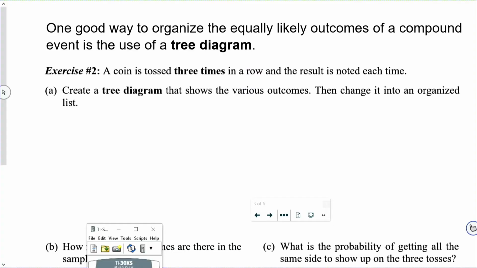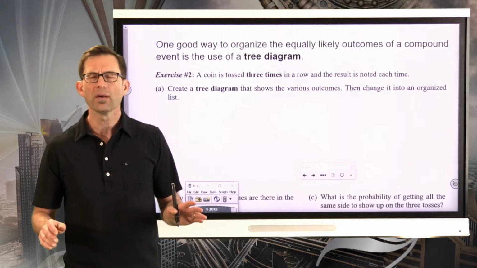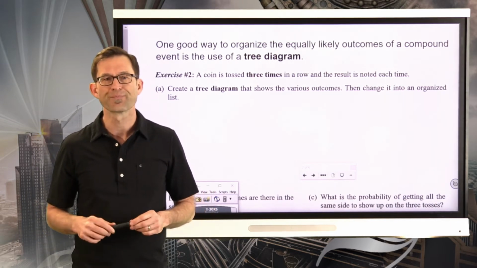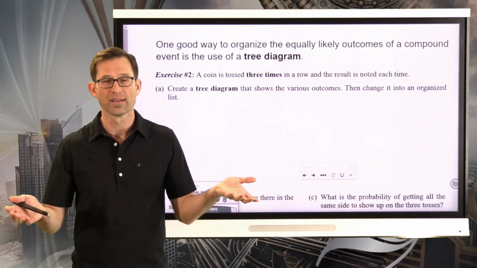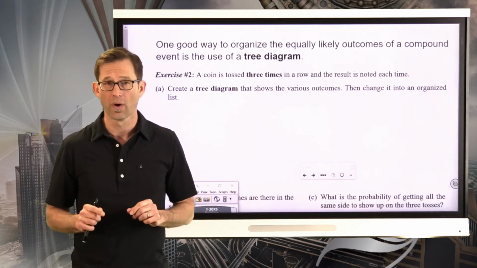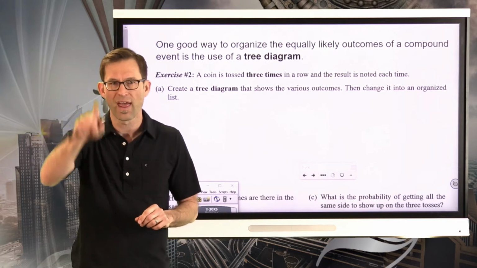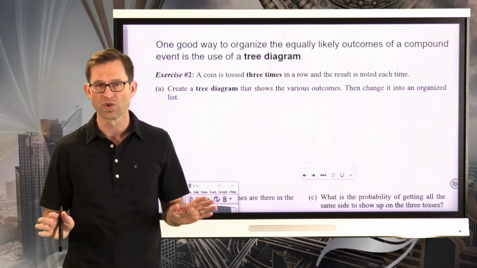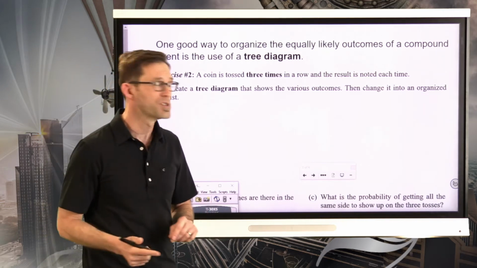Exercise number 2. A coin is tossed 3 times in a row, and the result is noted each time. Create a tree diagram that shows the various outcomes, then change it into an organized list. It would be very difficult to do this with a table like we did in the last lesson, because there are 3 things going on here. In a table, you typically have an X and a Y, but there is no 3rd dimension, or at least it would be hard to visualize. So what we're going to do is this.